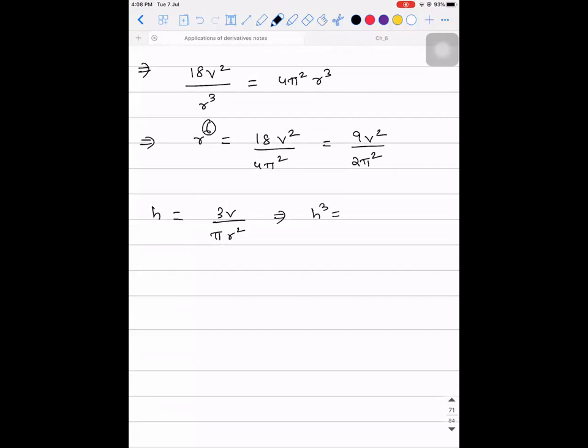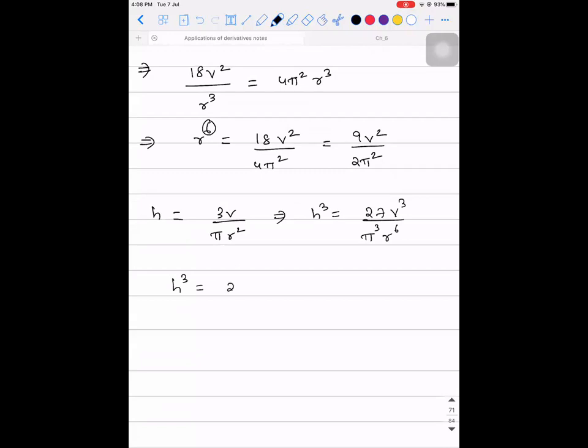So h cube, I can write it as 27v cube divided by pi cube into r power 6. Is there anything that will get cancelled? Let's substitute and see.